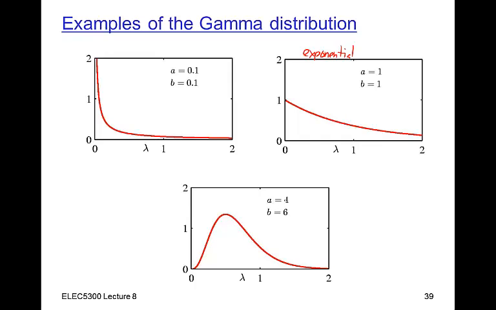In fact, it can be shown that the gamma distribution eventually approaches a Gaussian distribution when a and b get relatively large. The key difference, though, between the gamma and the Gaussian distribution is that the Gaussian distribution has probability from minus infinity all the way up to plus infinity, but the gamma distribution is only defined for positive values of lambda.